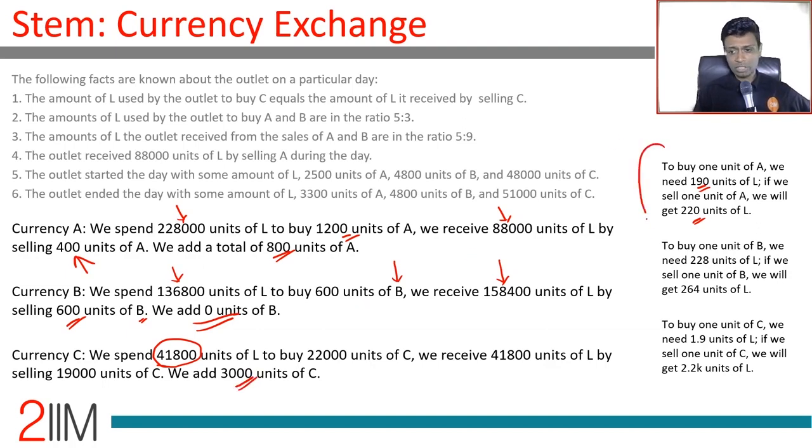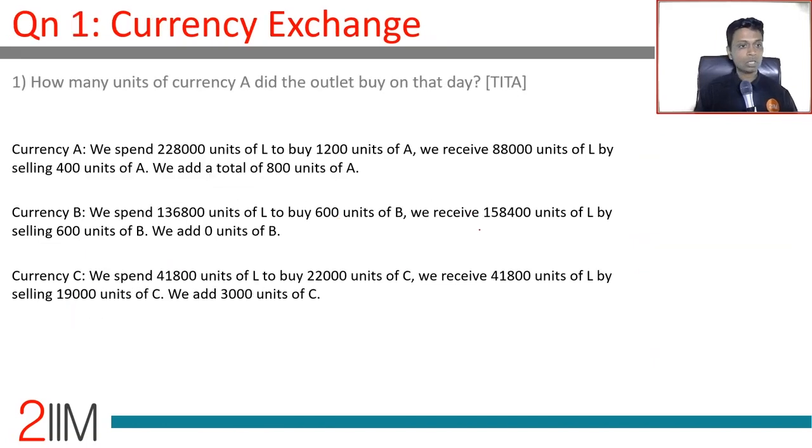And it is a reasonably complicated question. You need to keep a handle on the numbers very clearly. How many units of currency A did the outlet buy on that day? Currency A addition was 800. We buy 1200 and sell 400. Or how much was bought? 1200.